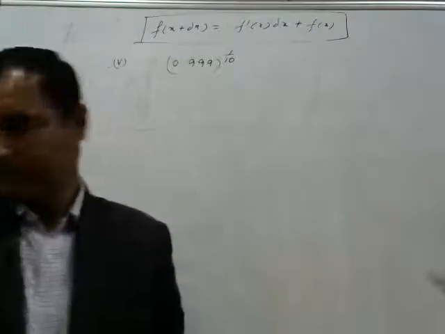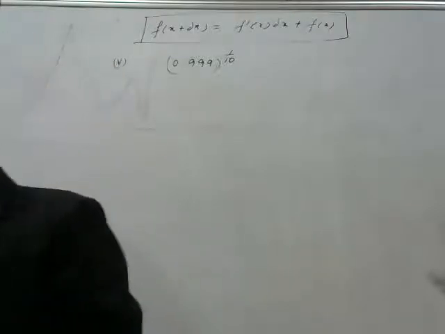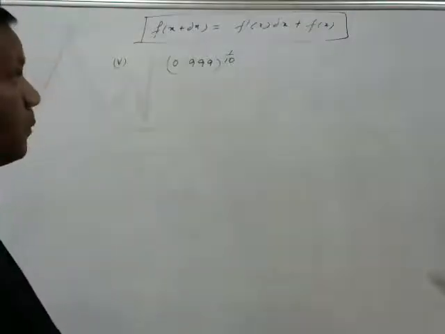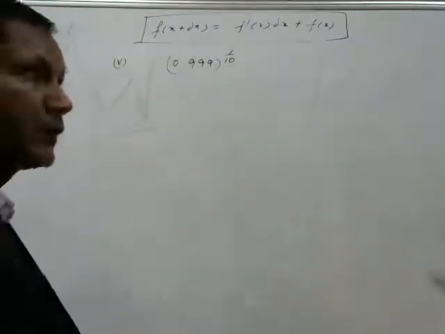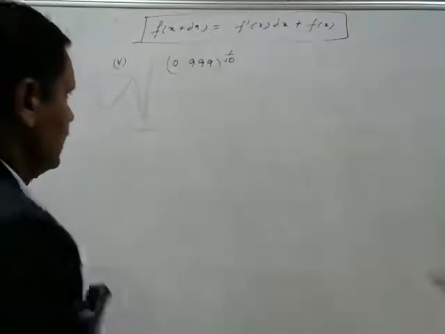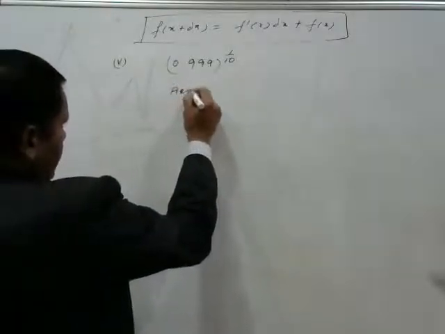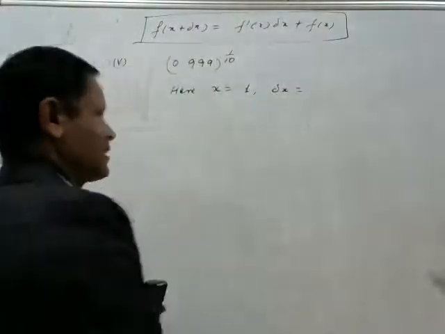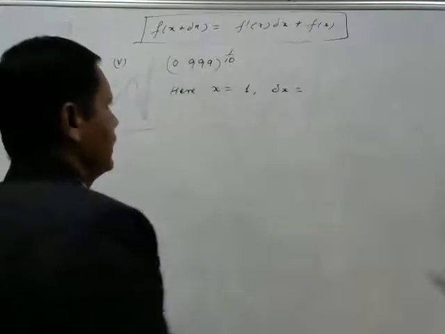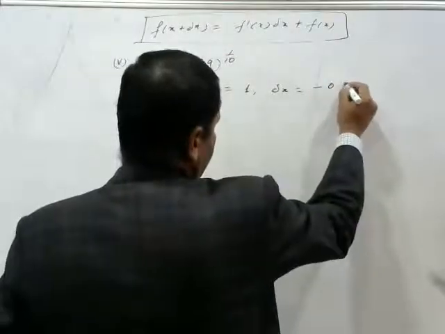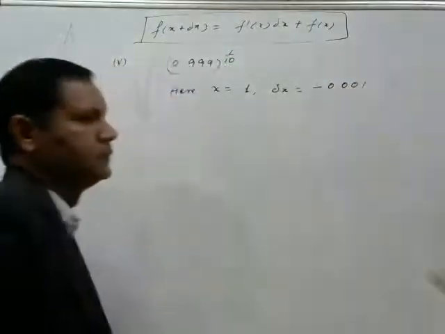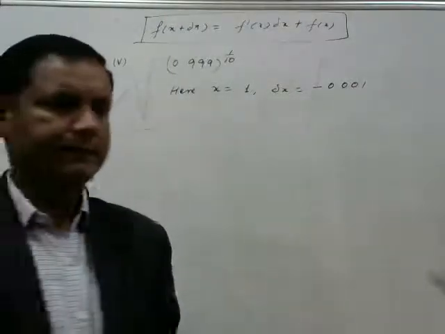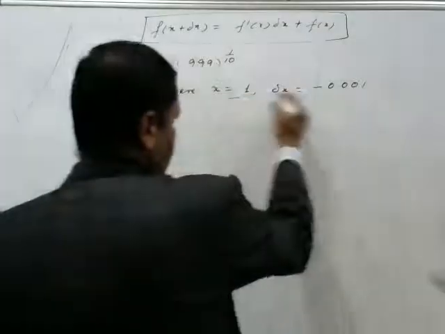Right? Here, x, 1 by 10, power is 10. That means 1 to the power 10 will have 1. That means here we will take x is equal to 1 and delta x will be, if I subtract something then only I will get 0.999, I will get 0.001. Delta x will be minus 0.001. So this is the value of x, this is the value of delta x.